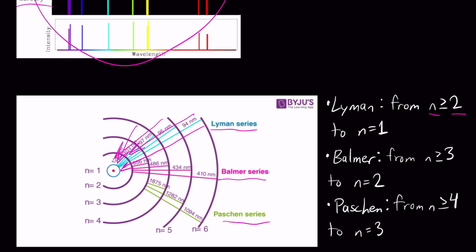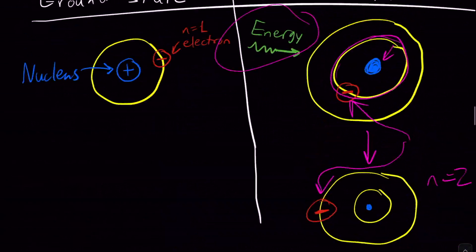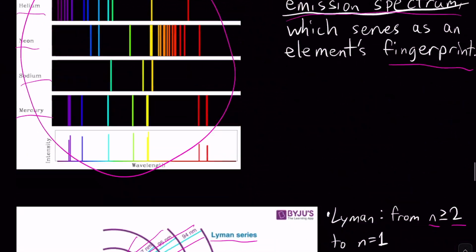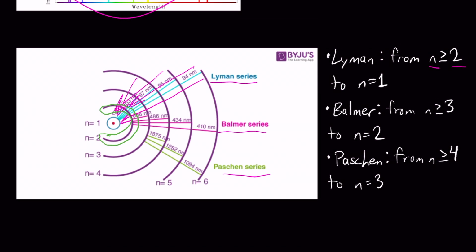Balmer will be going from n greater than 3 to n equals 2. You see right here, n equals 2, this will be the Balmer section. This will be the ground state for anything in the n equals 2, so lithium, beryllium, boron, carbon. That will be the Balmer state. And when we have something going from n greater than or equal to 4 down to 3, which is right here, this will be n equals 3. I don't know if you can see that with the yellow. That will be Paschen, I don't know how to pronounce that.